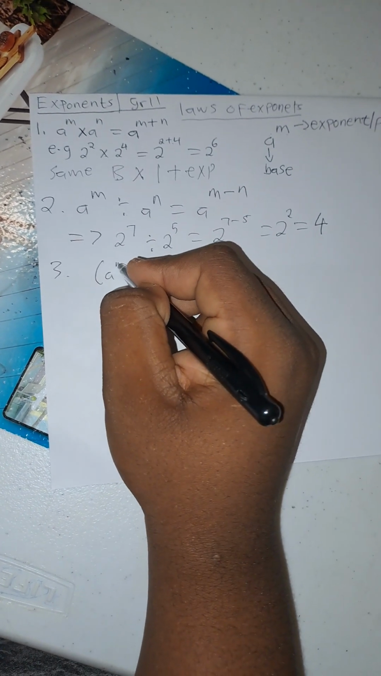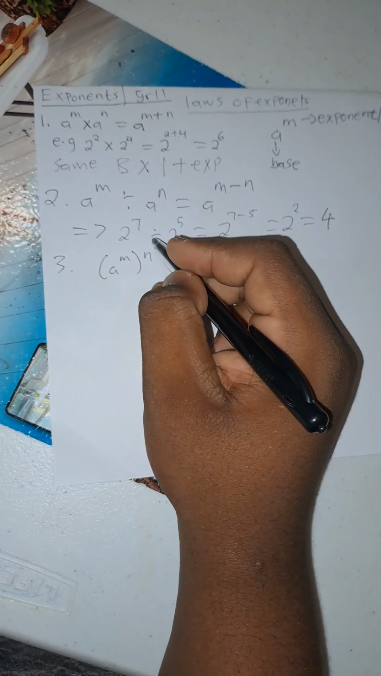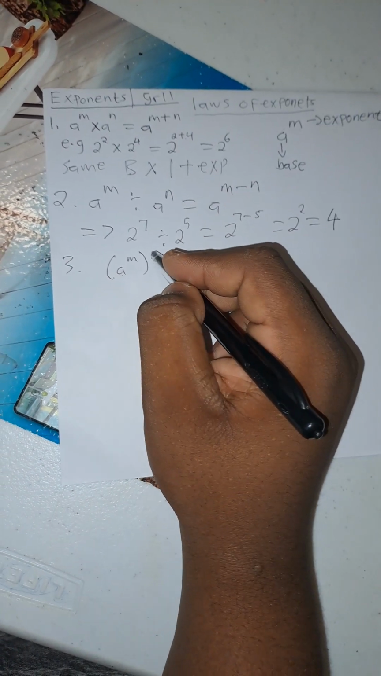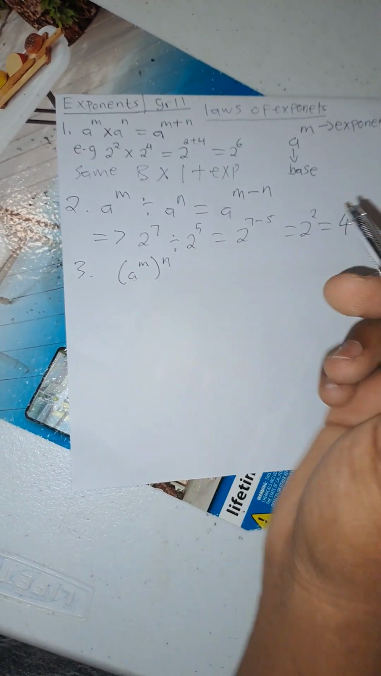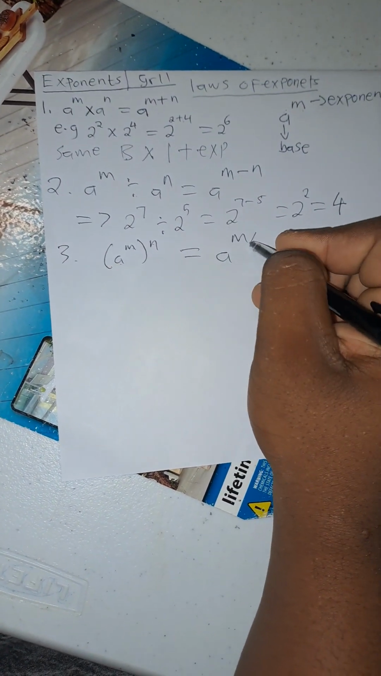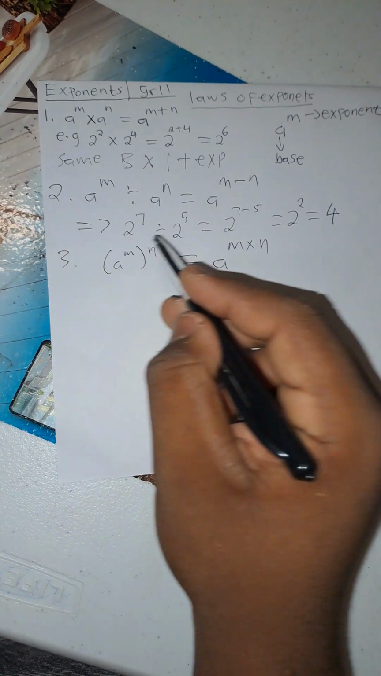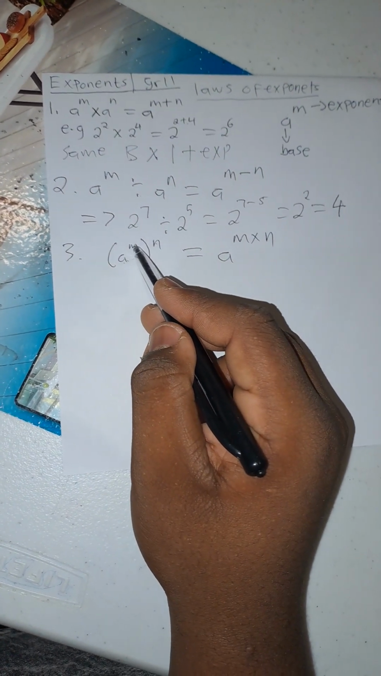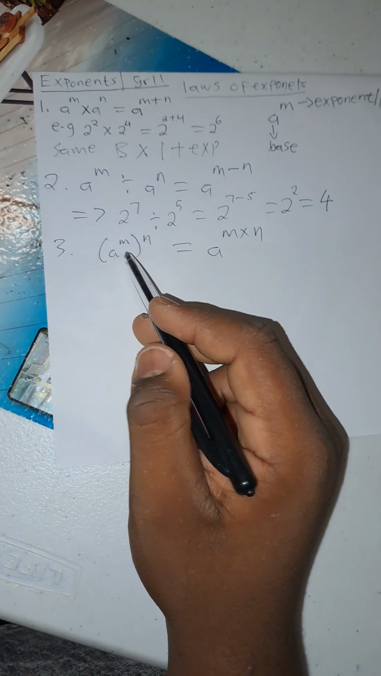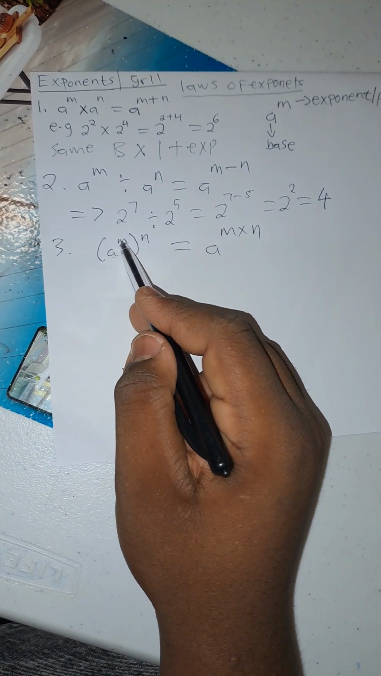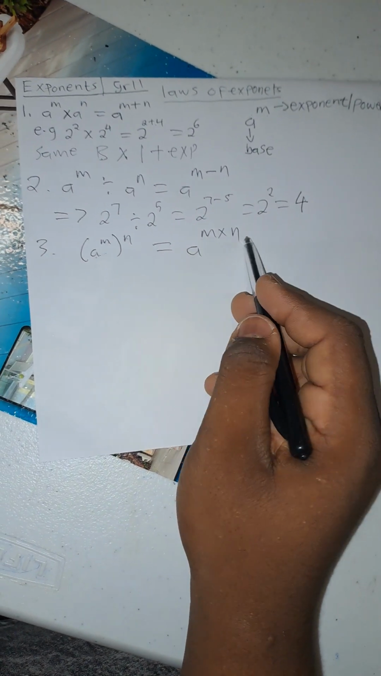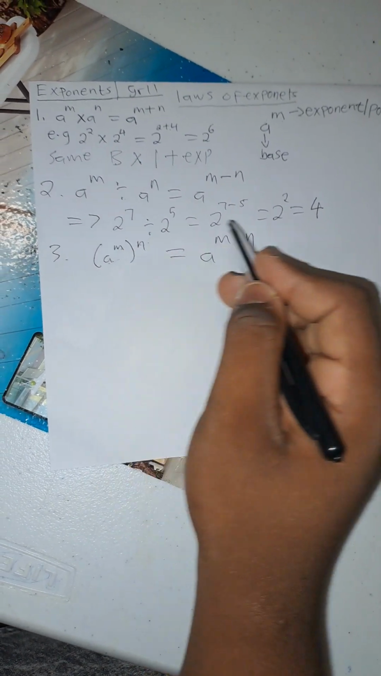The third one is a to the power of m, close bracket, to the power of n, which is equal to a to the power of m times n. So this one is the same as opening the bracket by multiplying both exponents. Here you have the base and the exponent inside the bracket and the exponent outside the bracket. So you simply multiply the exponents.